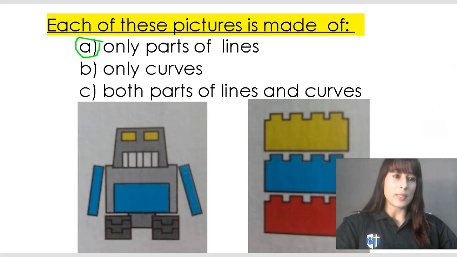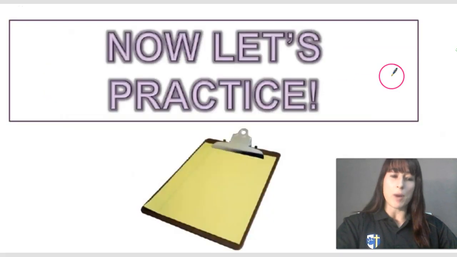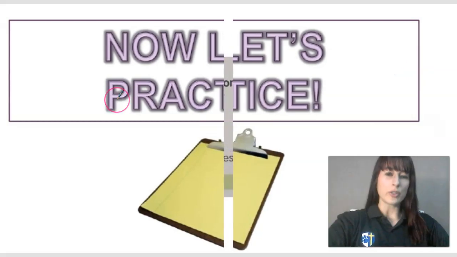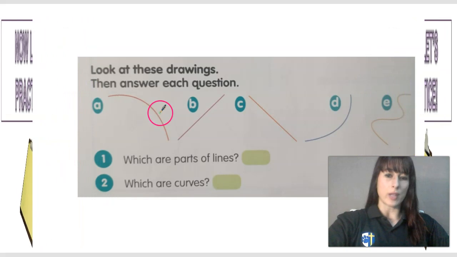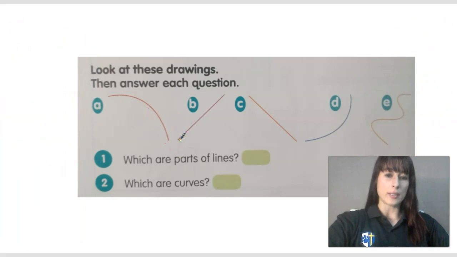Very good. Well, this is how you can identify types of lines, whether they are parts of a line or if they're curves. Now let's practice. We're going to look at these drawings and answer each question. Which are parts of lines? I'm going to trace them again. And I can see this one, I'm going straight one direction.